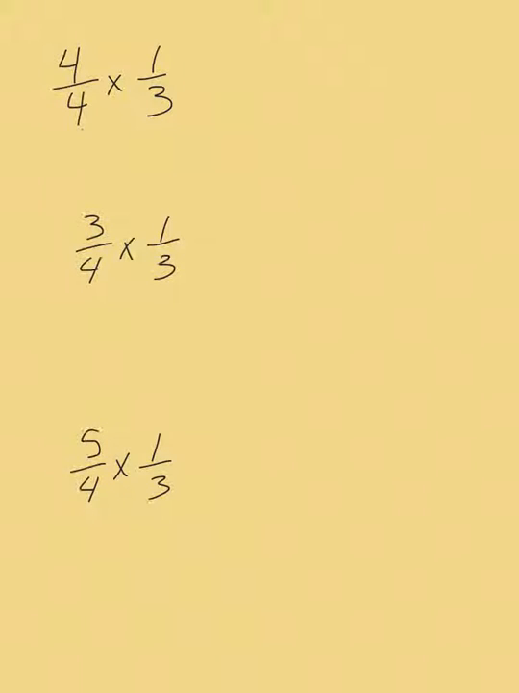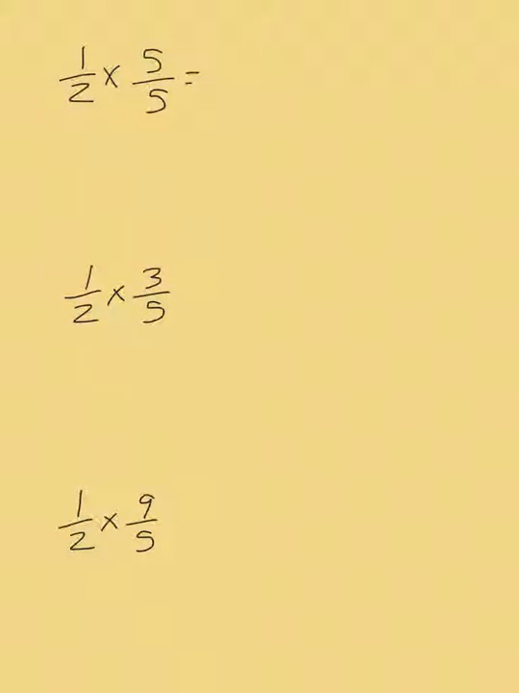The same concept can be applied with fractions multiplied by other fractions. So we have 4/4, so this is 1 times 1/3. We know that this is going to be equal to that fraction, 1/3. The next problem, 3/4, again, is less than 1. So that multiplied times 1/3 means the answer is going to be less than 1/3. And the last one, 5/4 times 1/3, means the answer for this problem is going to be greater than 1/3.